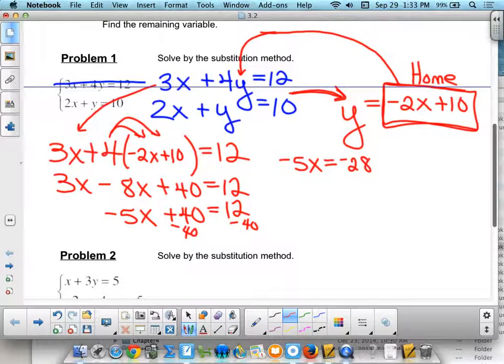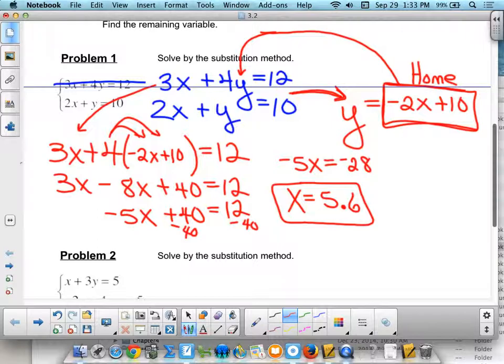Uh-oh. It is not going to be a nice answer. What I mean by that is it's not a whole number. X equals what? It's positive. 5 and 3/5, but I'm going to go to a decimal and call it 5.6. Hey guys, guess what? We just found where the two lines intersect.